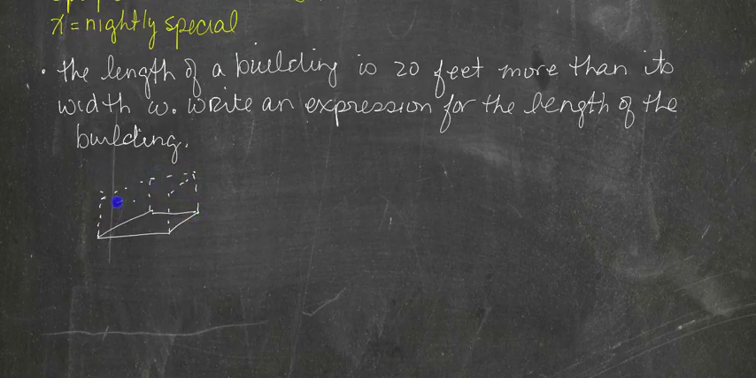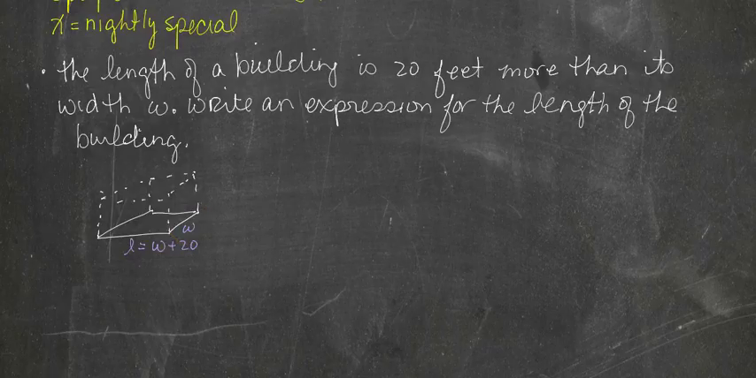But what we care about is the length and the width of the building. So if I identify this is the length and this is the width, well, I know that the length of the building is 20 feet more than its width. So the length could be written as the width plus 20 feet. Now the problem is, I don't know the width of the building, so I can't actually tell you what the length of the building is.